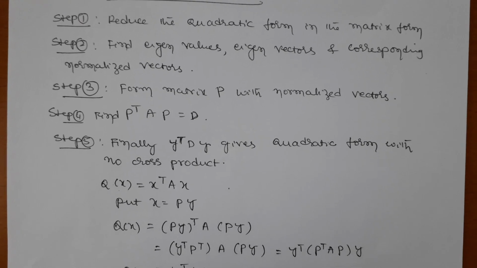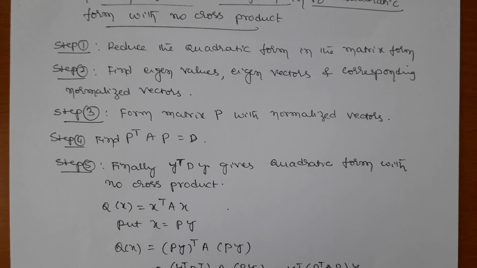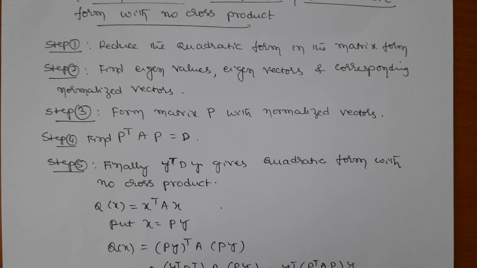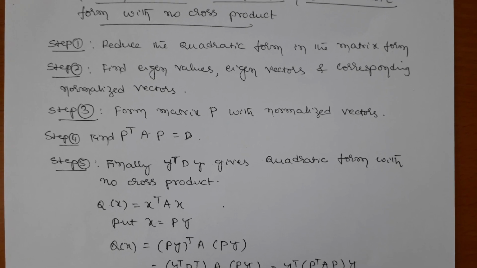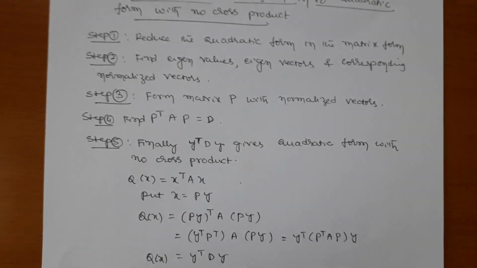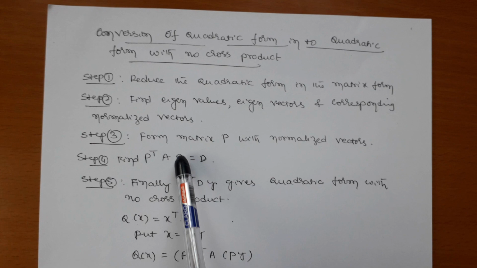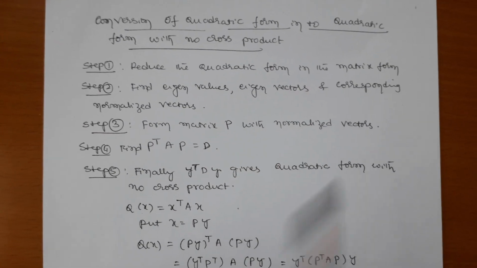You know how to find normalized vectors. Once you get the vectors v1, v2, v3, you normalize v1 by the norm of v1, v2 by the norm of v2, etc. In step 3, what are we going to do? In step 3, form a matrix P with the normalized vectors.